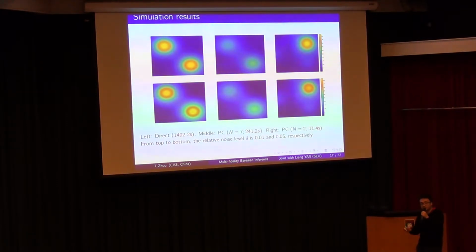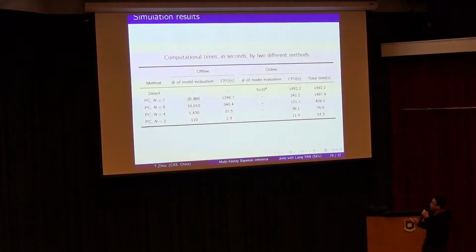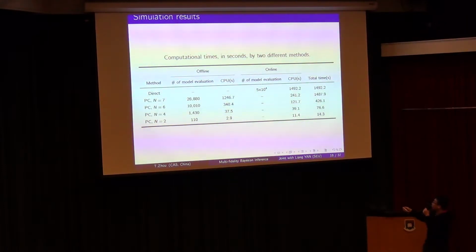So the main reason is the big difference between the prior and the posteriors. This is the CPU time for the online and offline computation. Because for the PC-based approach, you need some offline CPU time, but online you just solve the surrogate model, which is very cheap.